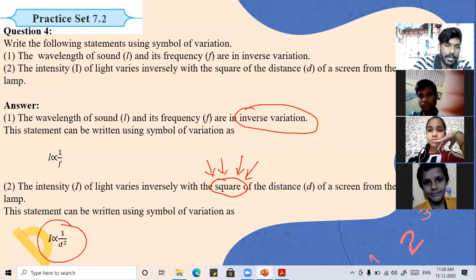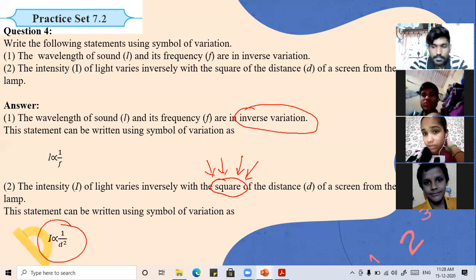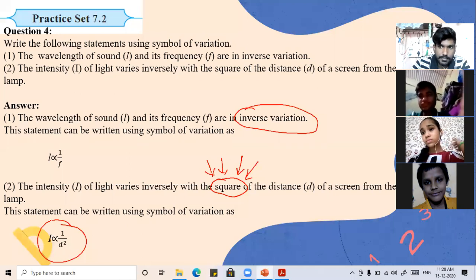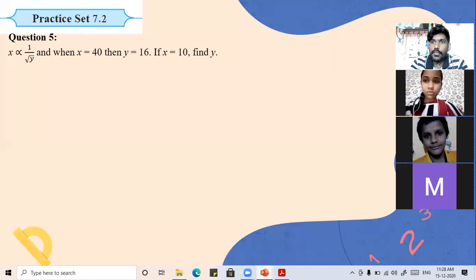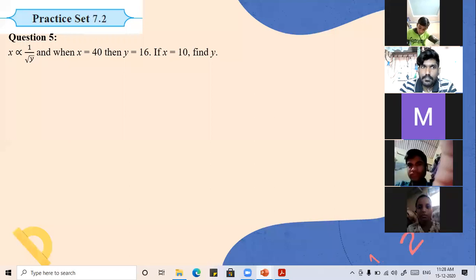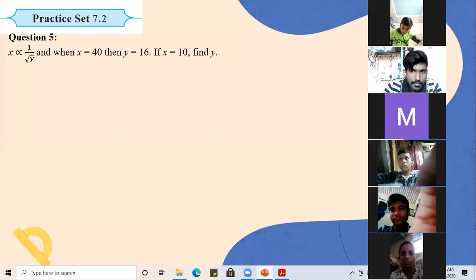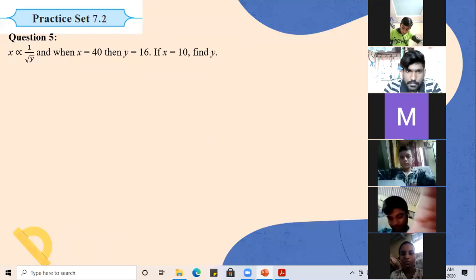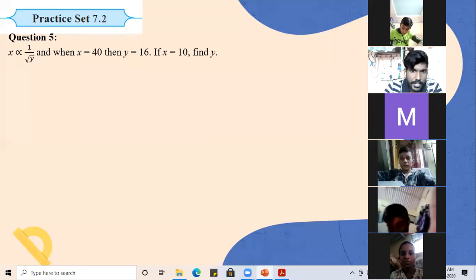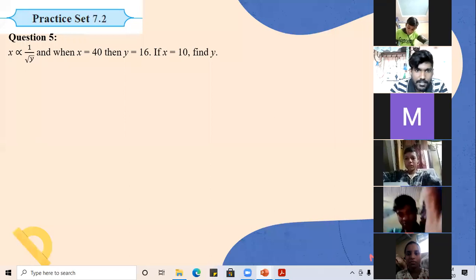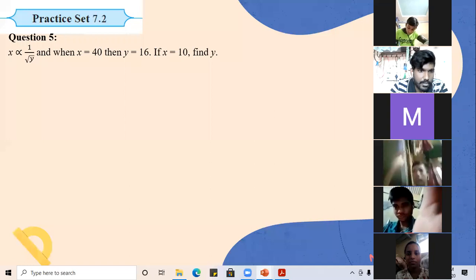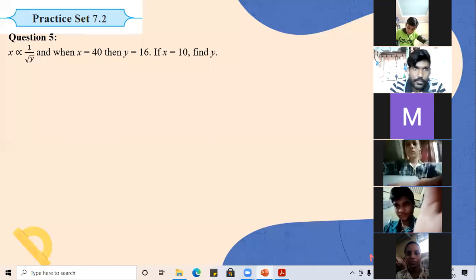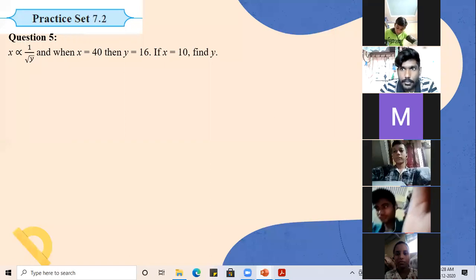Is this clear, how to write a symbolic form? Yes or no? Yes, sir. Yes. This is the fifth sum. Others, are you all understanding? Aryan? Yes or no? Yes, yes. Okay, others also answer.